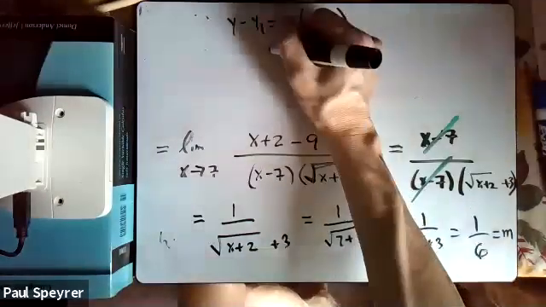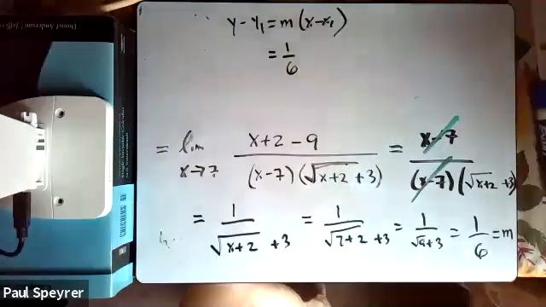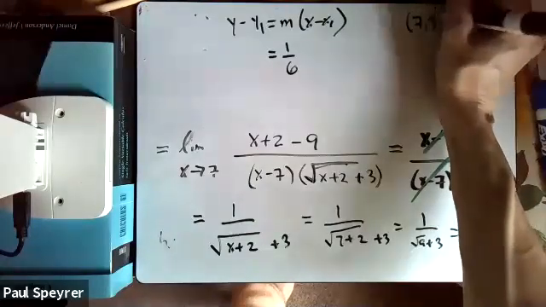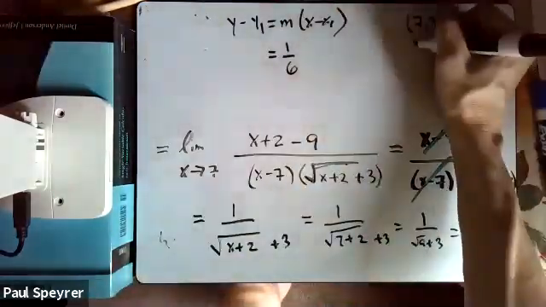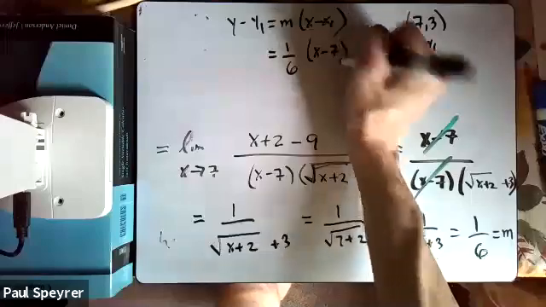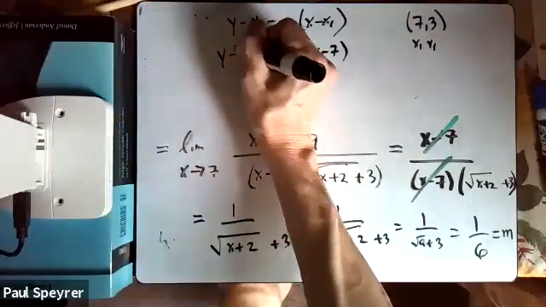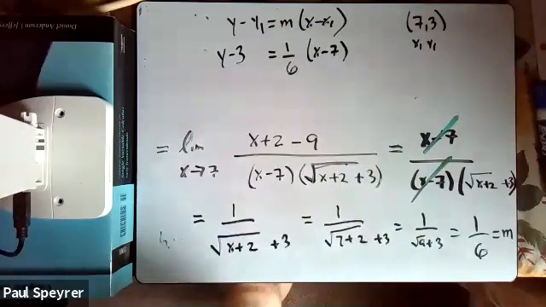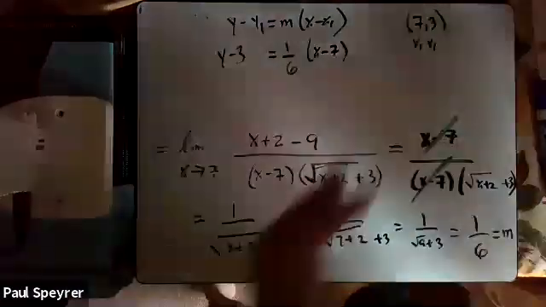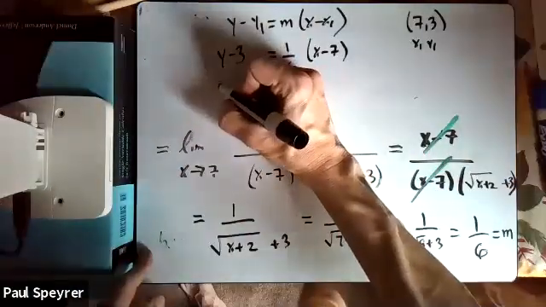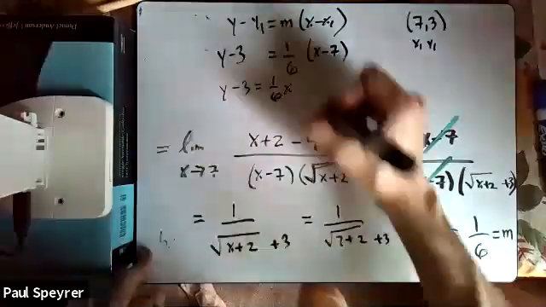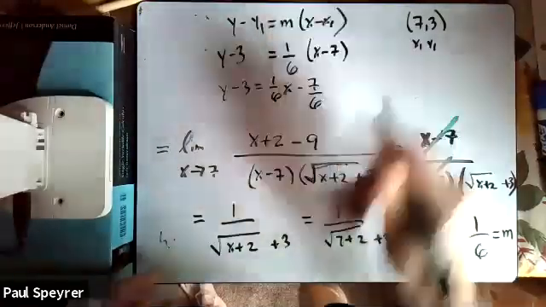So the m, we had a 6. 1 over 6. We have our x1 and y1. Remember, that was the point they gave us. They said 7, 3. That's x1 and y1, right? That's that point. So we have 1/6 times x minus 7. Y1 is 3, so y minus 3. So we have that now. Let's simplify. Don't fear the fractions, right? We can do this. So y minus 3 equals 1/6 x minus 7 over 6.